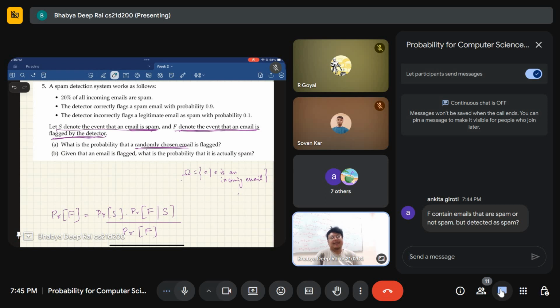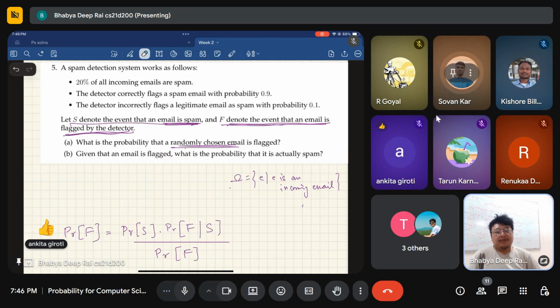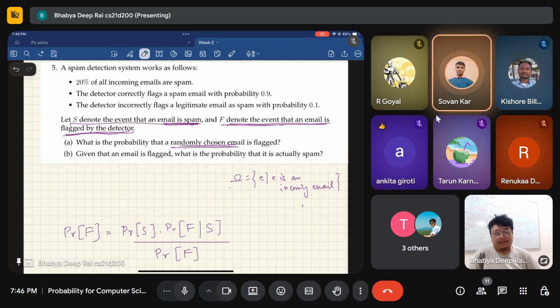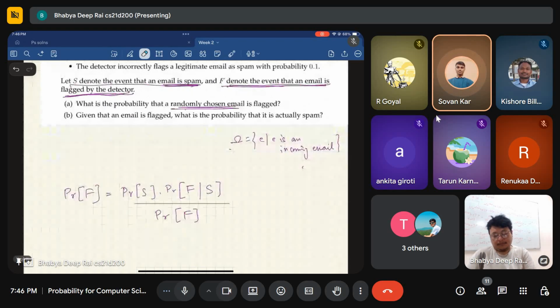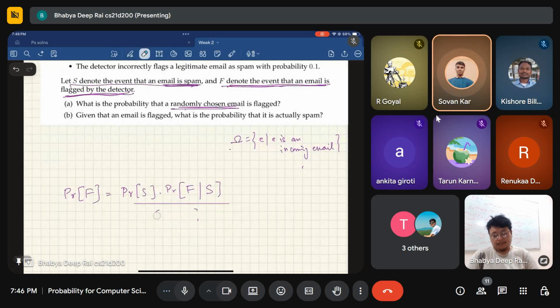Yes, Ankita. F represents the set of emails that are flagged as spam, but they may be spam or not spam. That's right. So we break the first question into two parts: the probability that a randomly chosen email is flagged. The probability of being flagged is that the email is actually spam and it's flagged, or it is actually not spam but it's flagged.